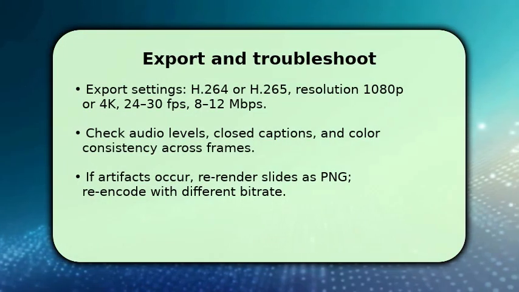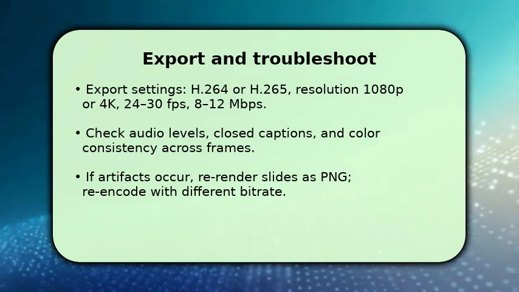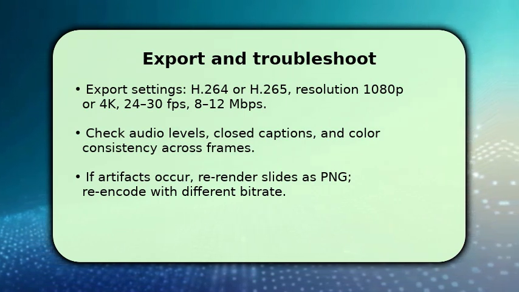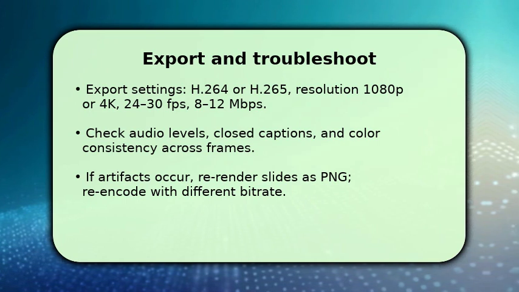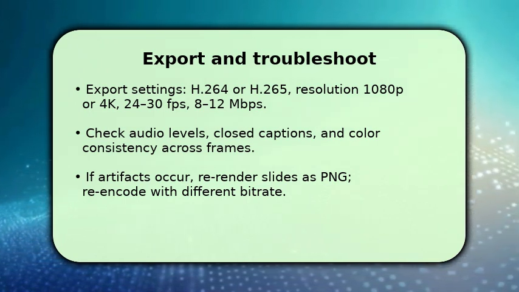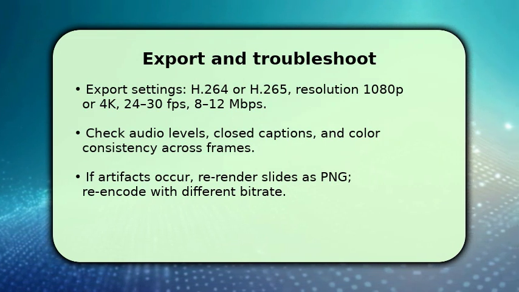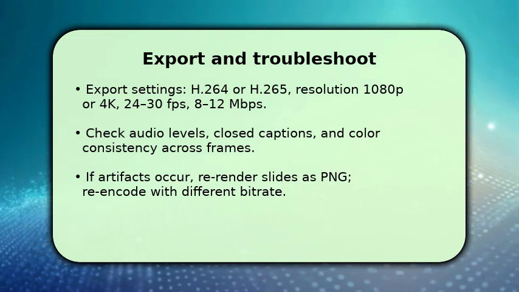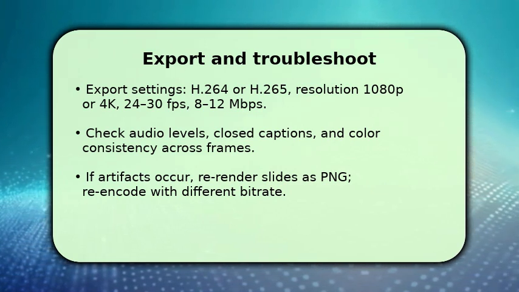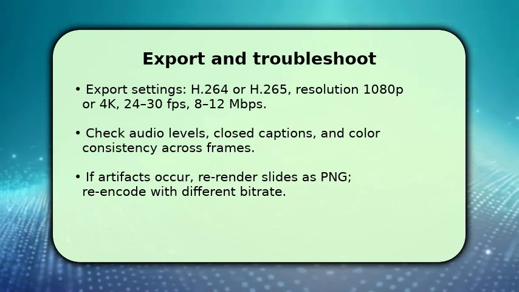You finish by exporting with target settings: H.264 or H.265 codec, 1080p or 4K resolution, and 24 or 30 FPS. Set bitrate around 8 to 12 Mbps for online use. Once exported, review the entire video for dropped frames, audio sync, or text legibility. If you find compression artifacts or blurry text, re-render problematic slides as lossless PNGs and replace them in the timeline, then re-encode at a higher bitrate.